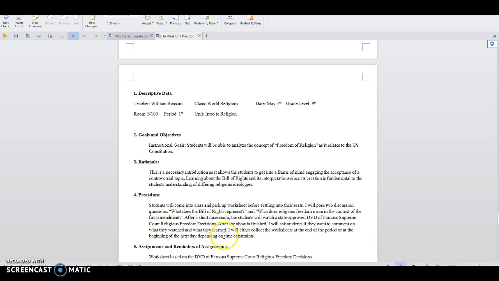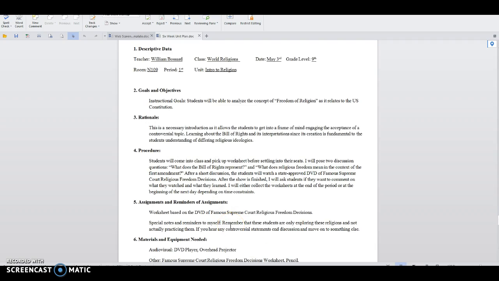And so the very first thing that we do is students come into class. They have a worksheet that's sitting there for them. I introduce the topic. I say, today we're going to be looking at the concept of freedom of religion as it relates to the Constitution. And we go ahead and watch a video. And I pose 2 questions to them, and I will generally write them on the board.